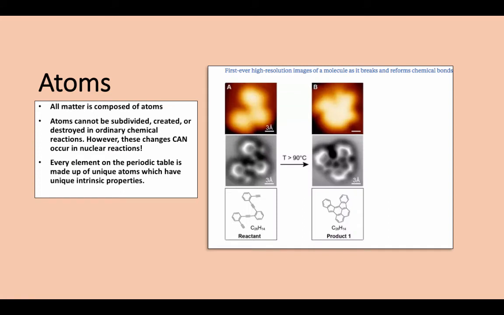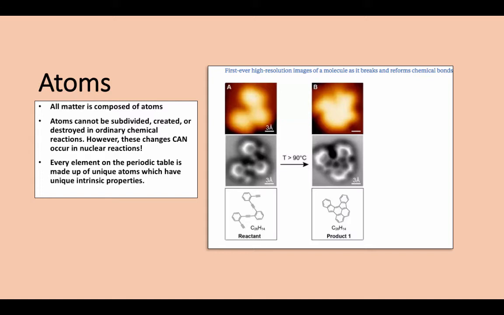Atoms are tiny particles that make up everything. If something has mass and takes up space, then it is matter, and that matter is made of atoms. Atoms cannot be created or destroyed, and they cannot be subdivided, meaning they can't be broken apart. There are instances where this can occur, but only in specific reactions called nuclear reactions. In regular chemical reactions, that can't happen.